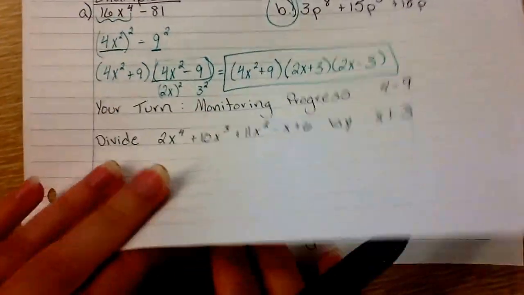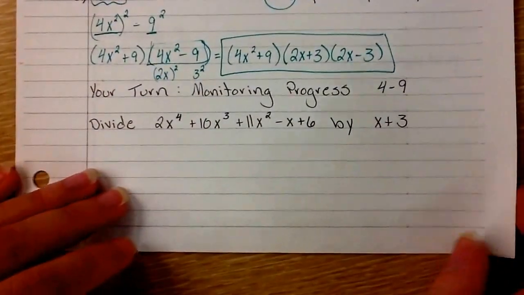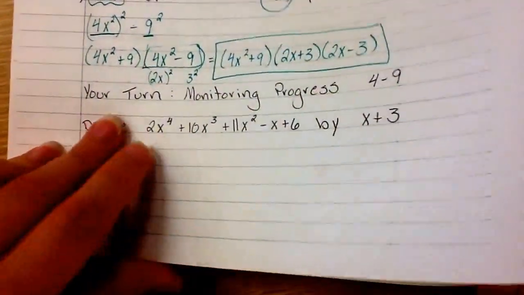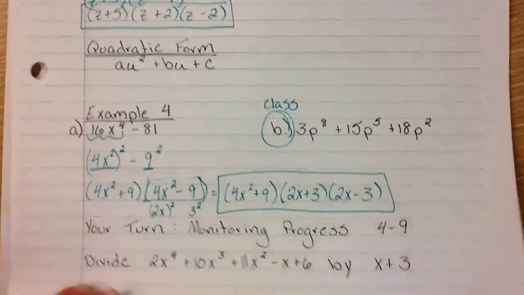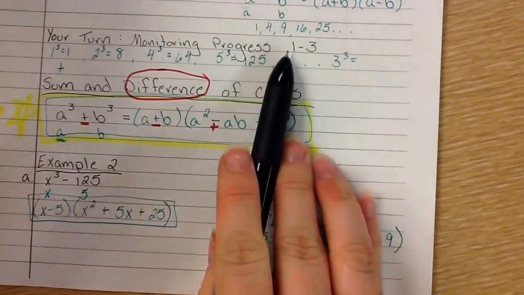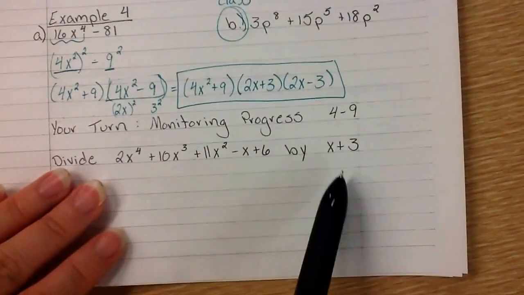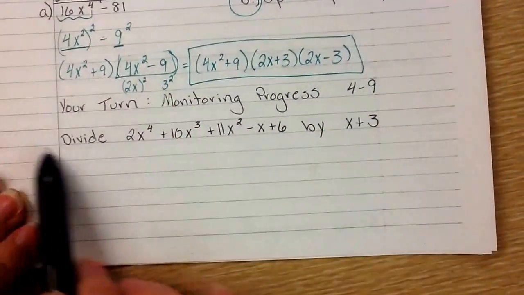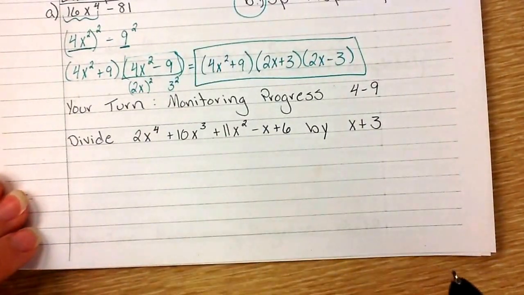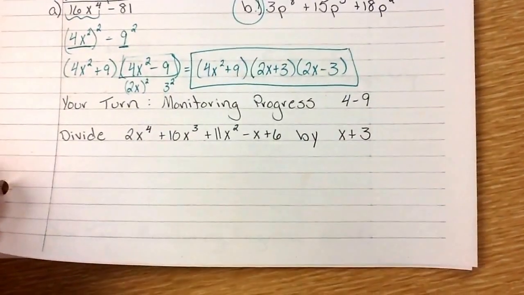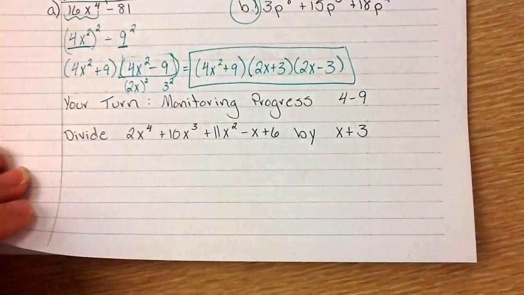And in class, we will fill in the rest of your notes. So come prepared for class tomorrow. You need to come with any questions you had on the first or second page of these notes. You need to do the monitoring progress problems 1 through 3 and 4 through 9, and then you needed to divide this. You can use whichever method you'd like, synthetic or long division, whichever you prefer, and come to class ready to discuss. Good luck.